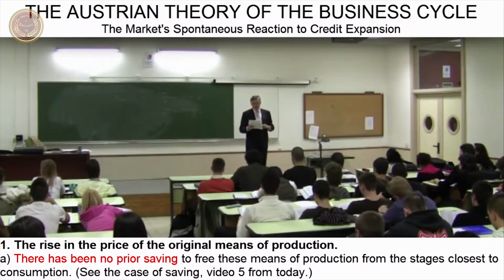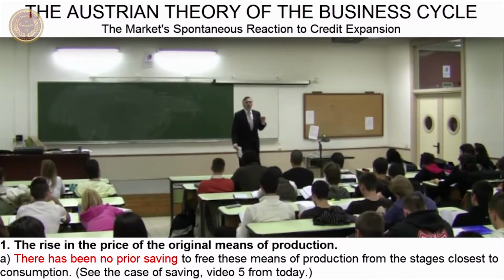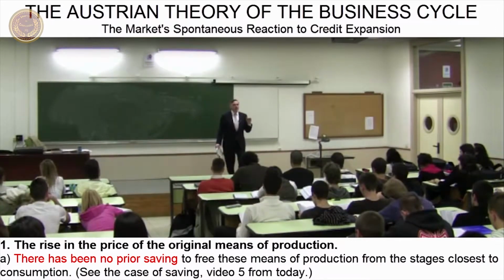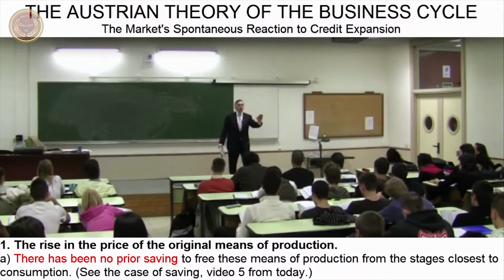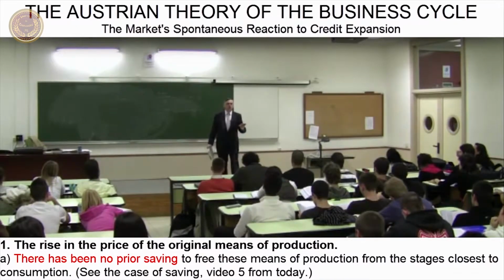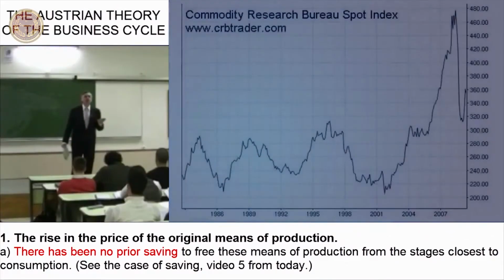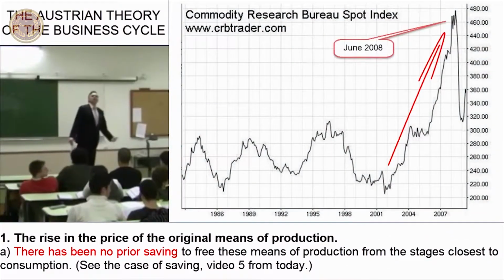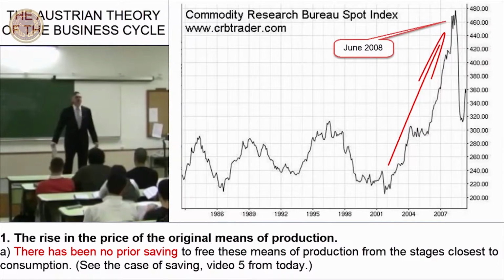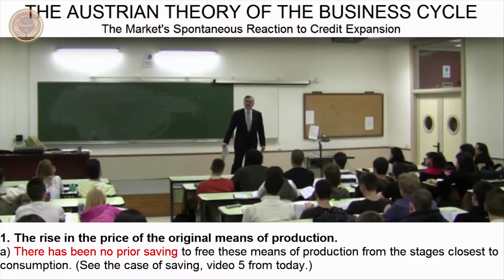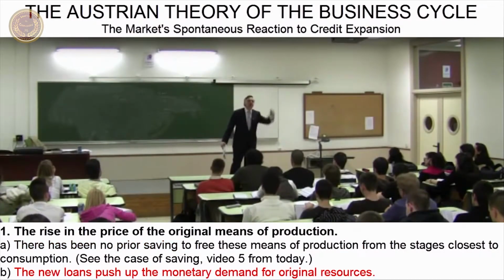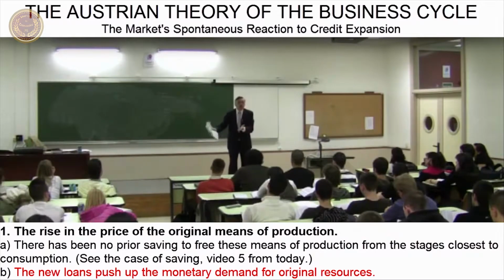So, the first effect observed in the market is a larger and larger rise in wages, and the price of the other original means of production, natural resources, raw materials, skyrockets. What happens to the price of raw materials right before the financial crisis? What happened a few years ago to the price of copper and oil? How high did it get? It went through the roof. This is the first effect. Resources are not freed, and there is much higher monetary demand for them.